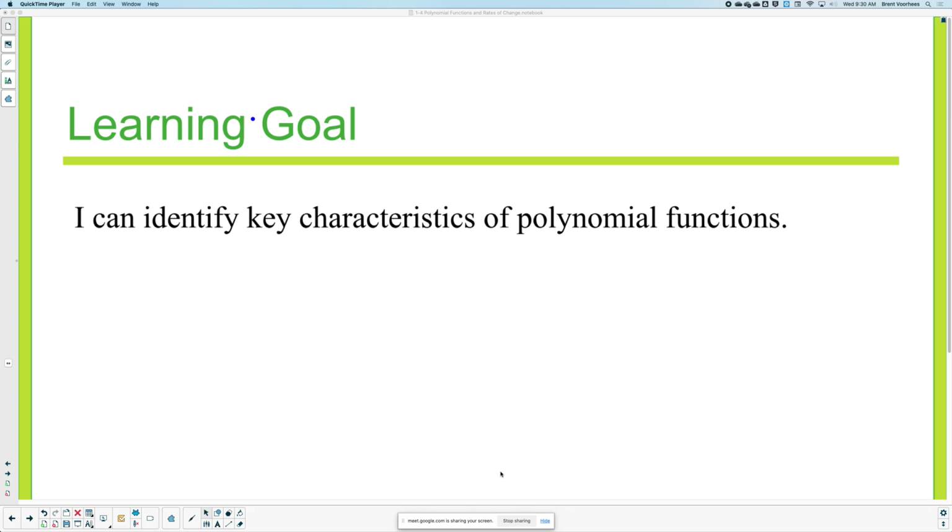Lesson 1-4. Our learning goal. What are we going to learn about today? We're going to learn about key characteristics of polynomial functions. What does polynomial mean? Many. So we'll have many terms. This is going to be like where you have multiple terms. So that's what we're going to look at today.